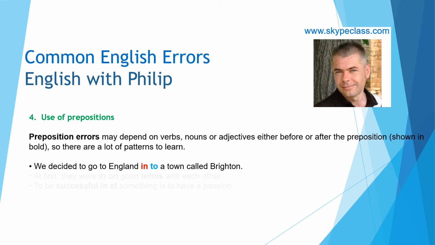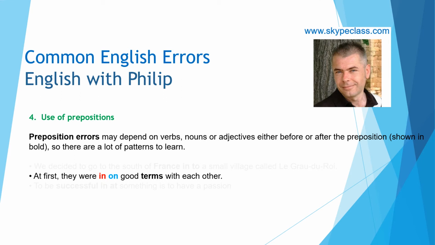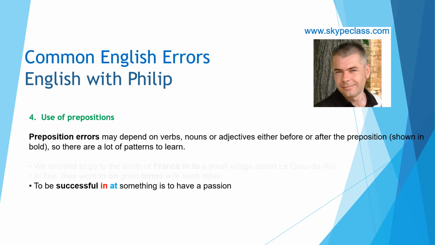When we go somewhere, we go to London, to Brighton, to Brazil, to New York. It's always to. At first, they were on good terms with each other. If you are in good terms, that is wrong. If you're on good terms, that is correct. To be successful at something is to have a passion. We never say to be successful in, it is always at.